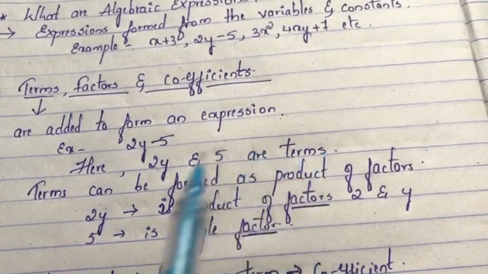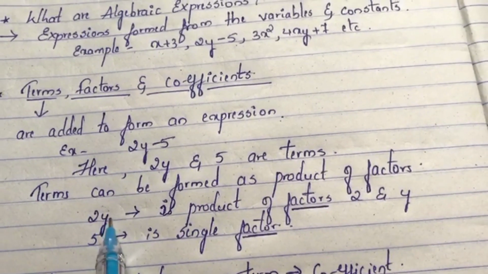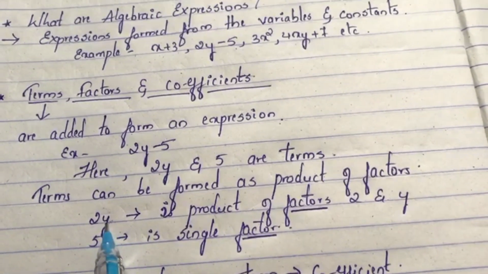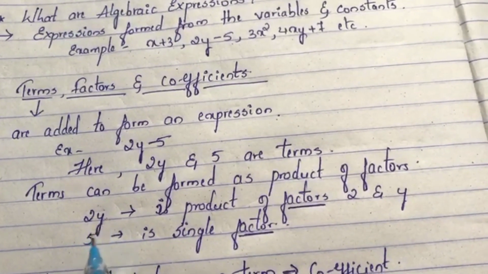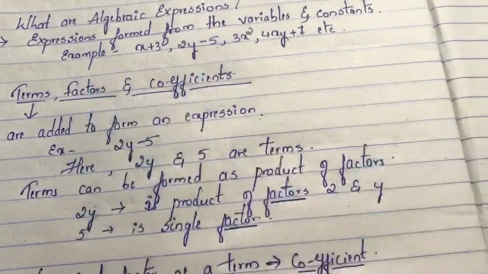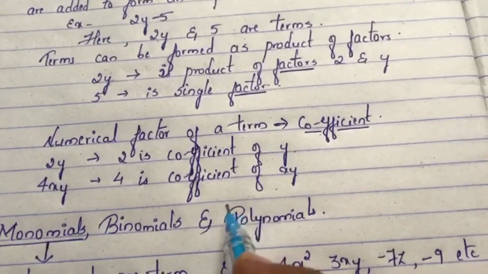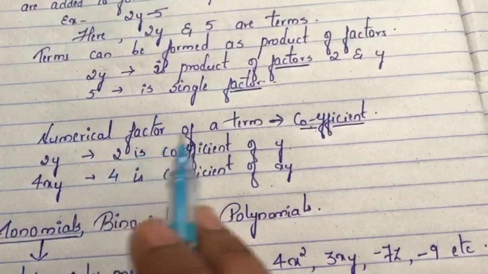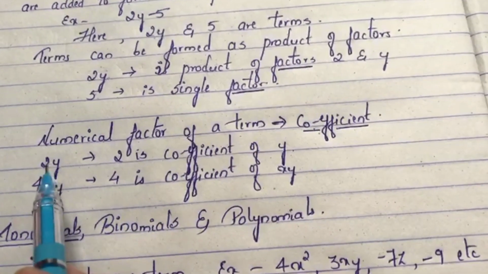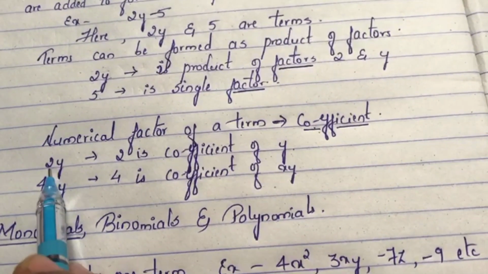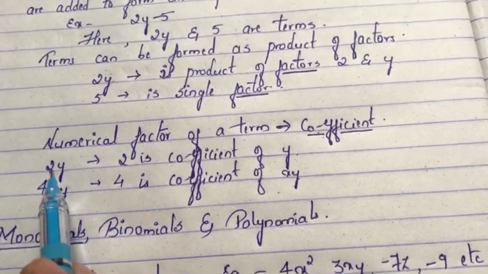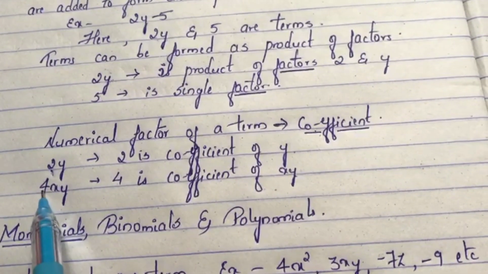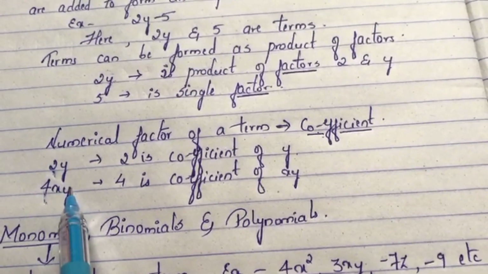Here a factor may be a number or a variable, and if we combine them, we get a term. By adding these terms, we can get expressions. Next, coefficient. Coefficient means the numerical factor of a term. You can see here 2y. This 2 is known as the coefficient of y, as 2 is a numerical factor. Here 4xy: this 4 is the coefficient of xy.